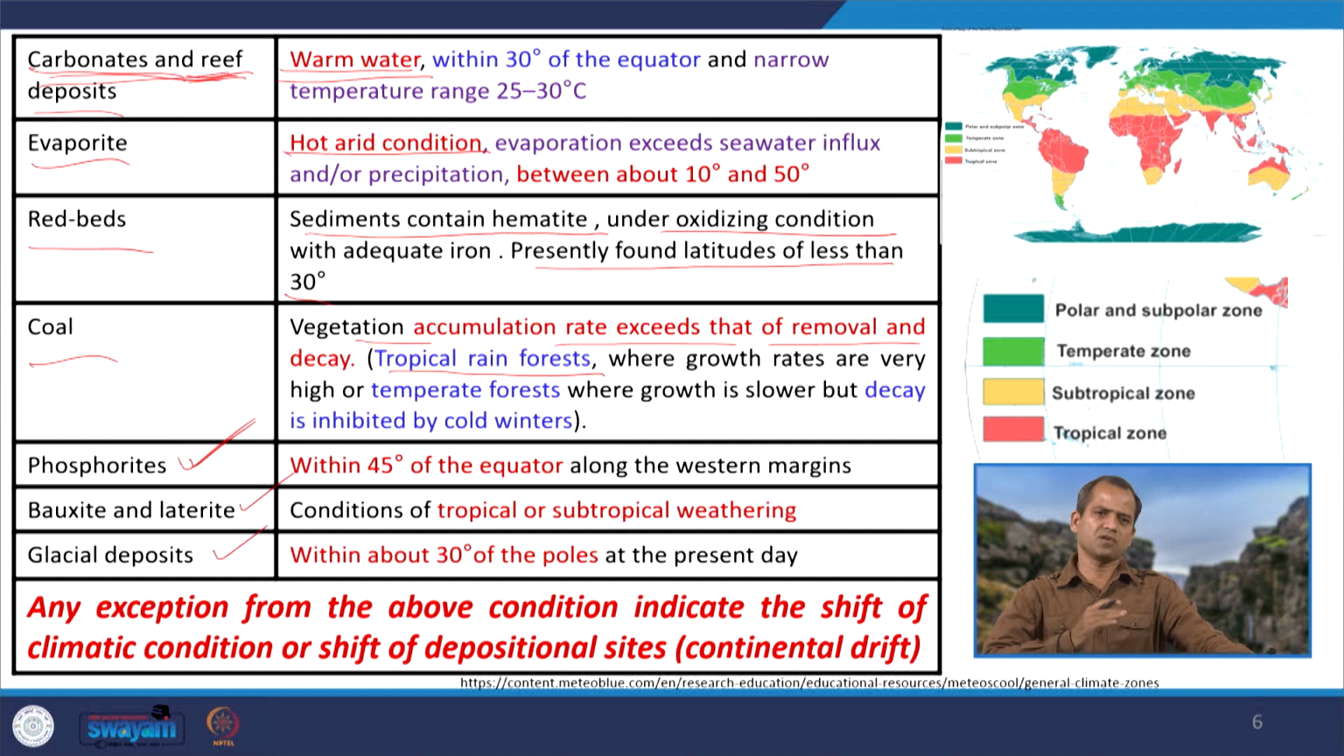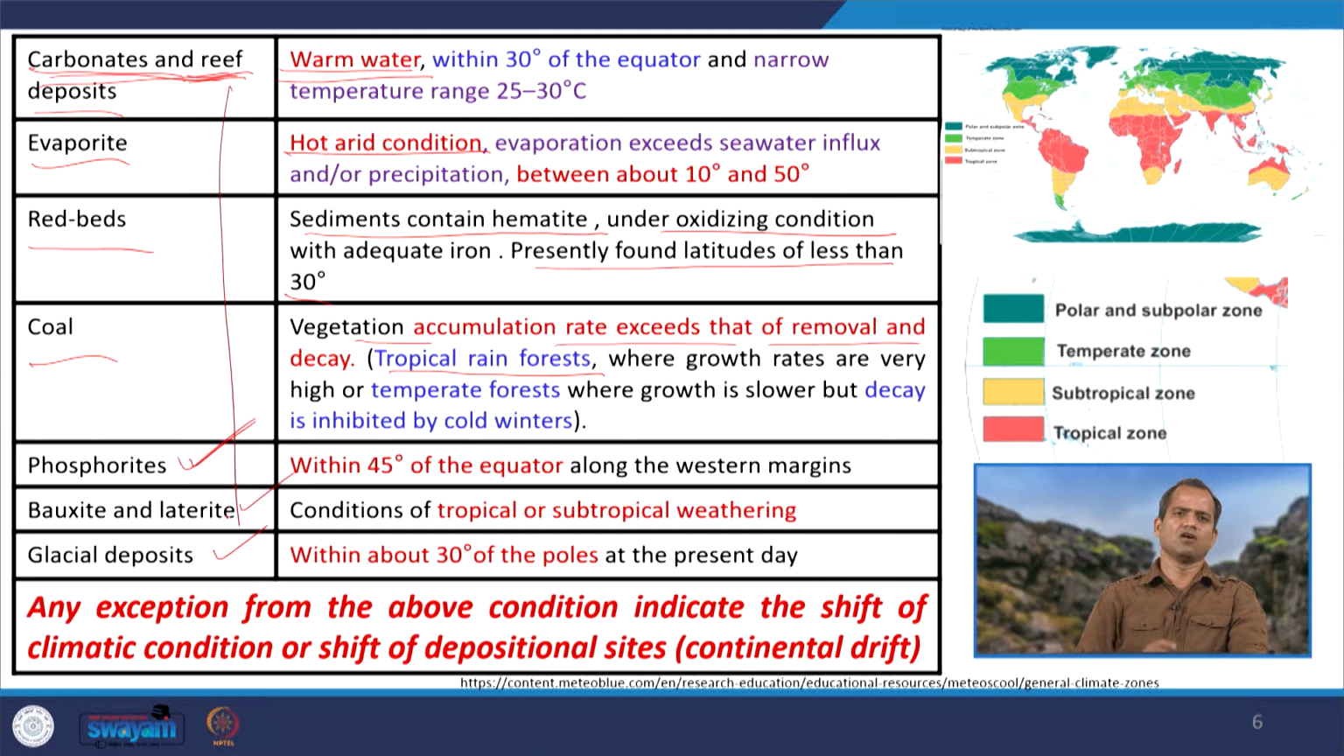So, deviation from that indicates either there was a past climate promoting their formation, or the region which was in a different climatic region has now drifted to this. So, any exception from the above conditions indicates a shift of climatic condition or a shift of depositional site. So, that is the continental drift.